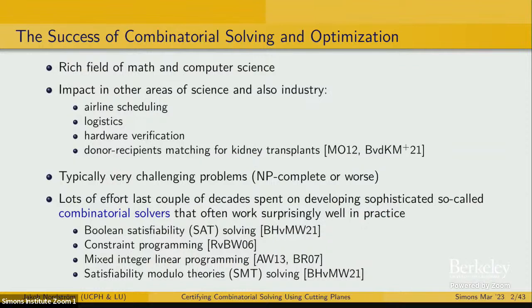So just as proof complexity, combinatorial optimization is a rich and beautiful area of mathematics and computer science. Even maybe slightly more than proof complexity, combinatorial optimization has had an impact outside of math and computer science. Probably the reason that most of you are here is that your airline ran some kind of combinatorial solver to figure out the plane schedule. If this talk gets boring so that you check your laptop or cell phone, then you know someone has been running a combinatorial solver verifying the hardware.